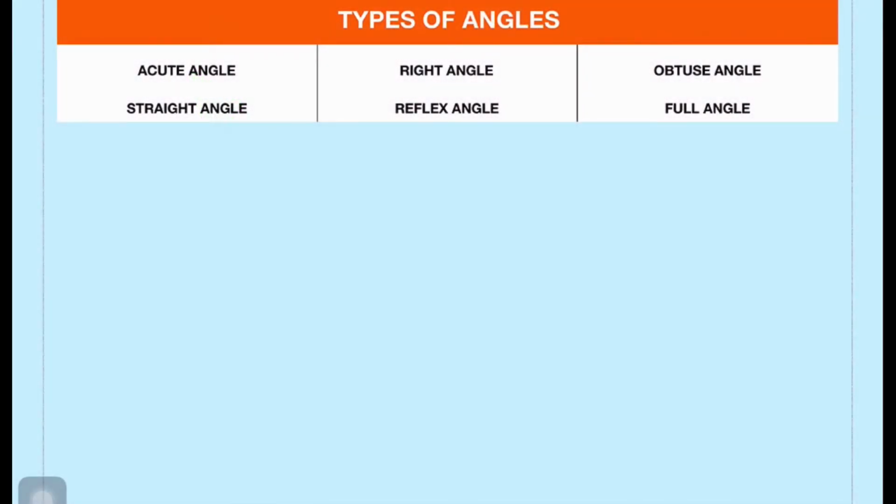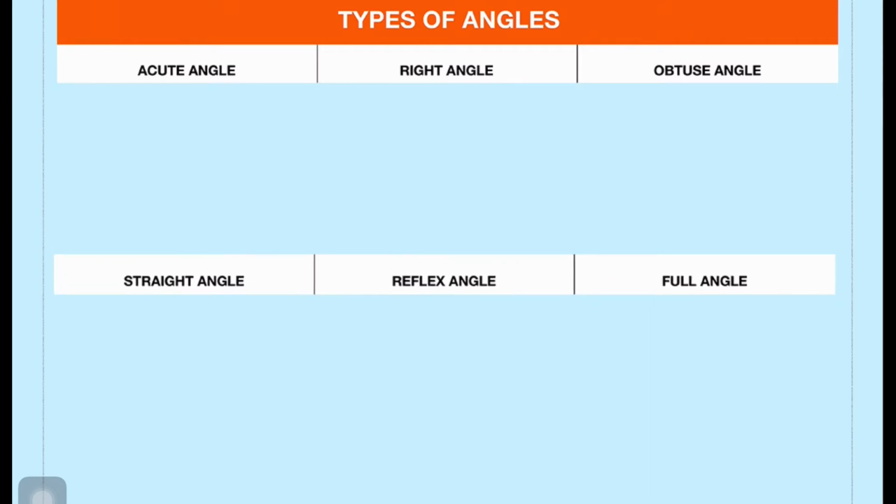And we have here the types of angles. How are we going to find out whether the given angle is acute, right, obtuse, straight, reflex, or full angle? Okay, it's very important for us to find out the difference among these types of angles. This time, let's differentiate them.